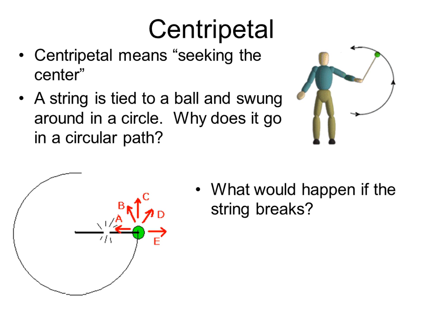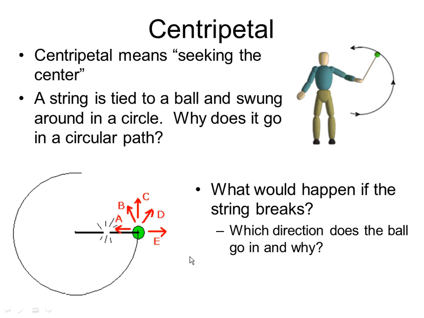No, it would be C. Why would it be C? Because that line is tangent to the circle. As soon as the string breaks, there's no reason it would continue to go in a circular path. It's just going to go in a nice constant direction because of the object's inertia. So it goes in path C because of the inertia of the tennis ball.